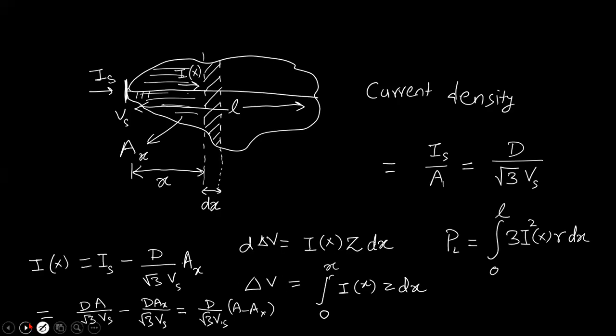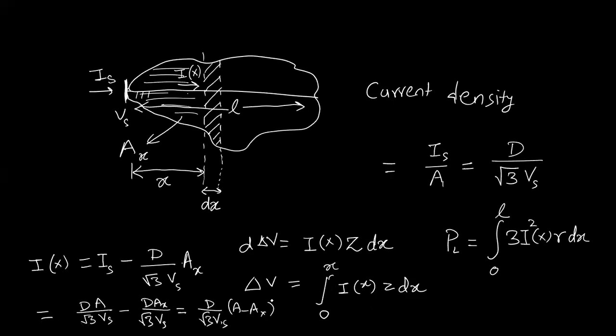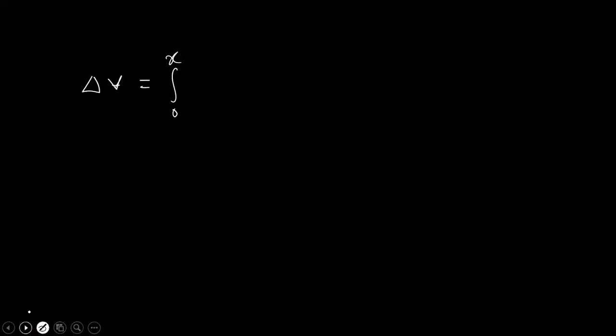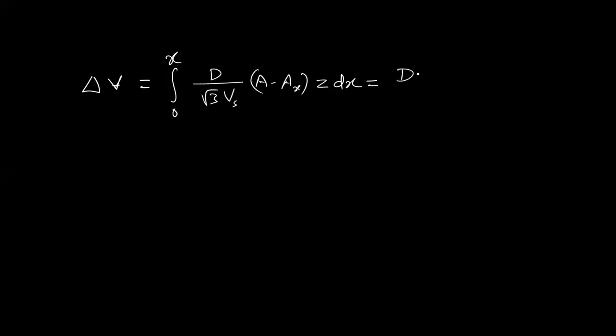So let us do that. Delta V is basically the integral from 0 to x of I of x dx. So let us substitute the value: D by root 3 Vs times A minus Ax, into Z dx. We can take the constant terms outside the integration. So that gives us D Z by root 3 Vs times the integration of A minus Ax.